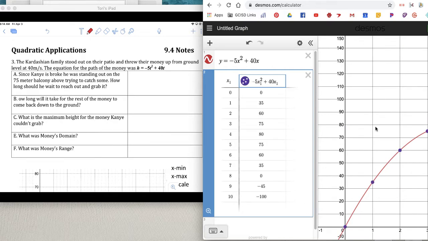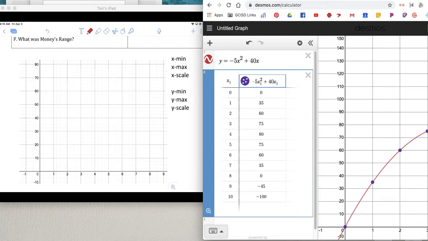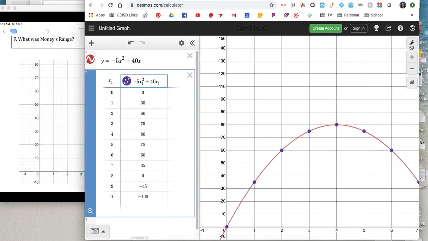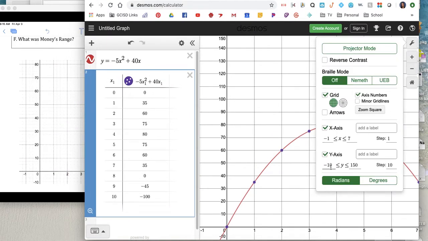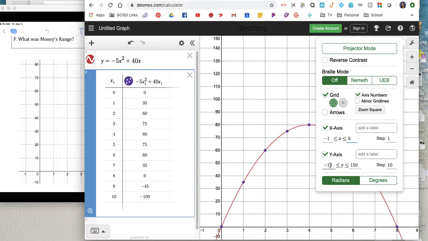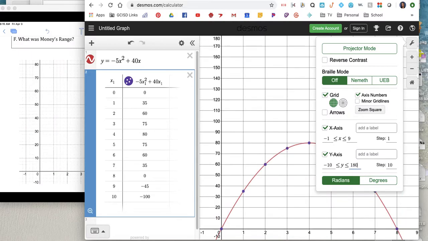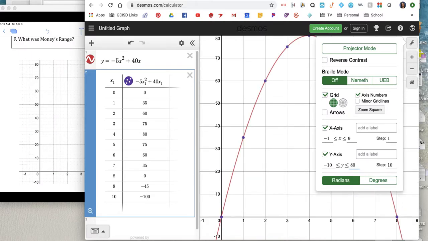Okay, so my equation should match, my dots and my graph should line up. All right, last thing I need to edit is I need to change my settings on my graph to match what's on my paper. So let's look at the paper. The paper goes from -1 to 9, counting by 1s, and it goes from -10 to 80, counting by 10s. Okay, let me slide this over. Let's make it match. Settings, -1 to 9, I need a little bit more there. -10 to 80 this time, so I can delete that out and put my 80.